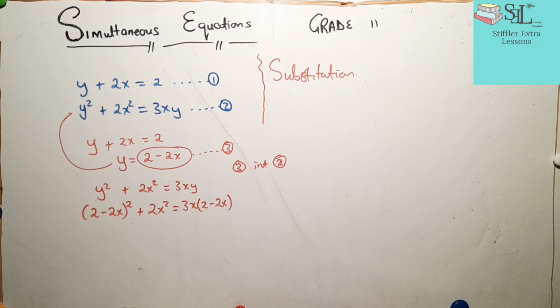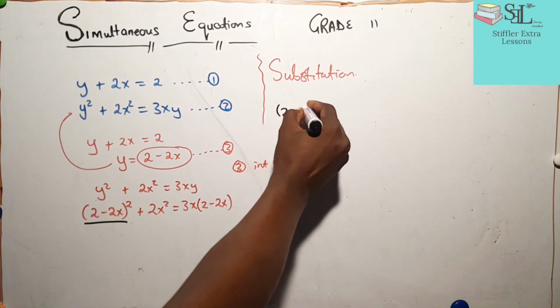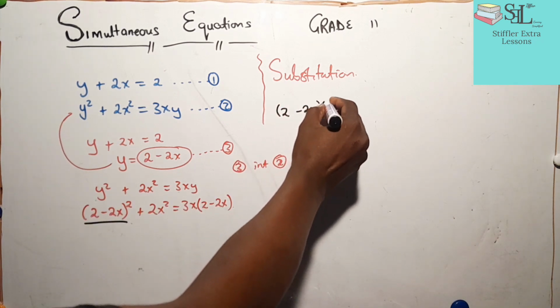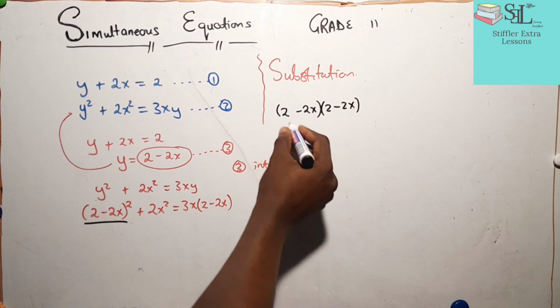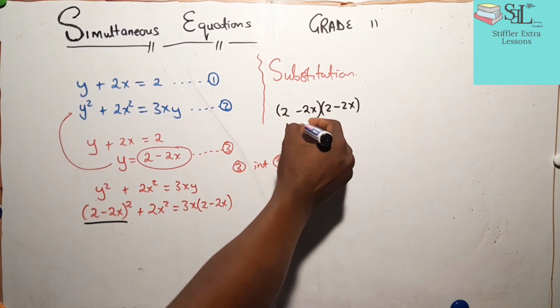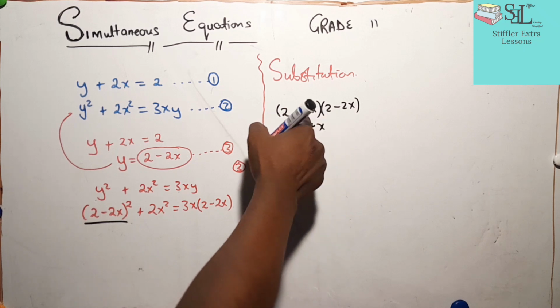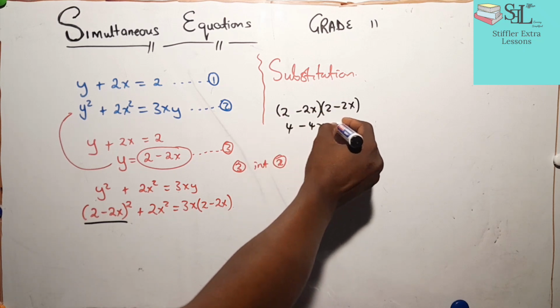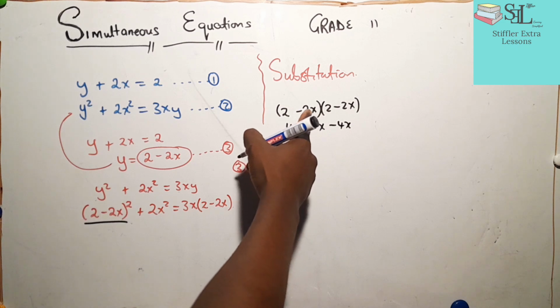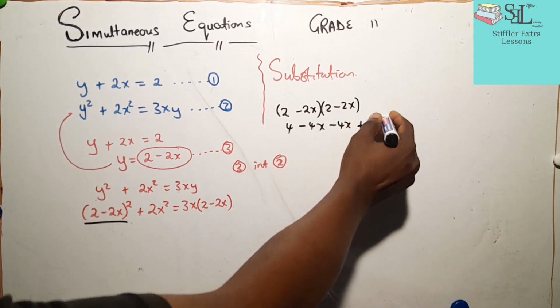Now we can multiply out the brackets. Here we know that these are two sets of brackets. This is equivalent to 2 minus 2x and 2 minus 2x, and you can multiply out these brackets. 2 multiplied by 2 gives us 4. 2 multiplied by negative 2x is negative 4x. Negative 2 multiplied by 2 is negative 4x as well. And negative 2x multiplied by negative 2x is positive 4x squared.